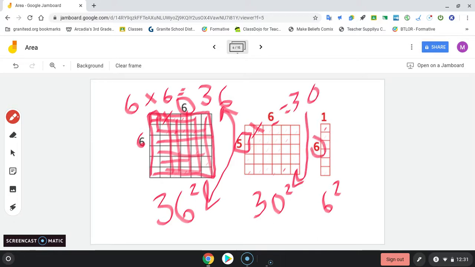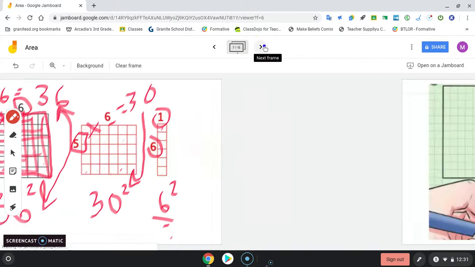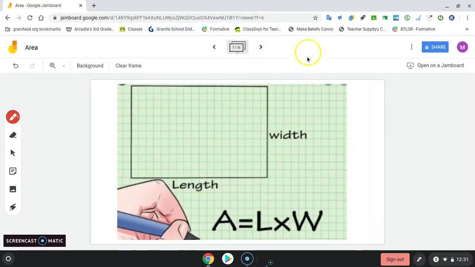And then here, 6 times 1 would equal 6. So that's the quick way to do it, right? And a lot about learning how to do math is learning how to do it quicker and easier. So to help you remember, I want to show you a formula.